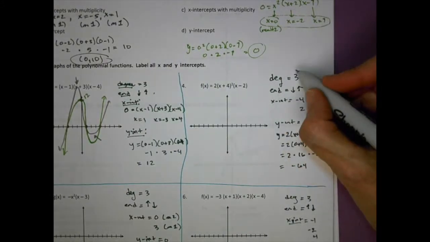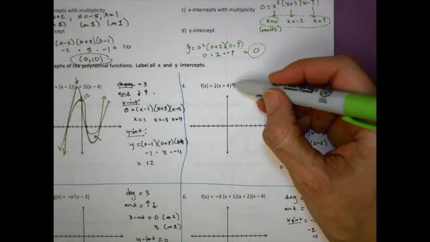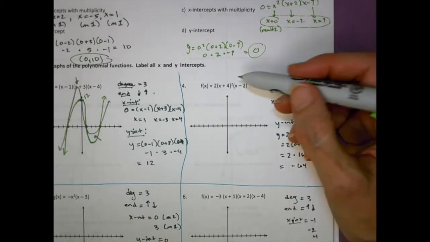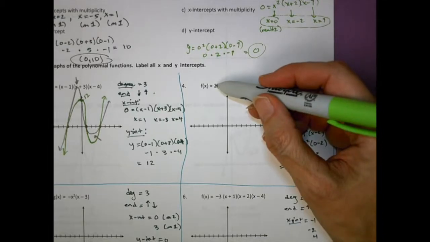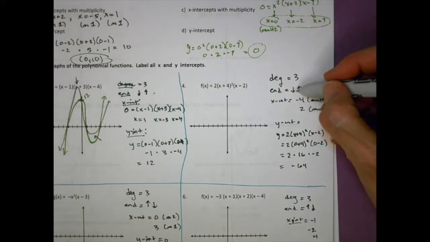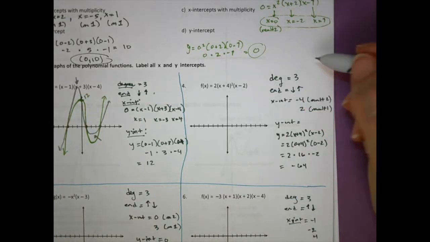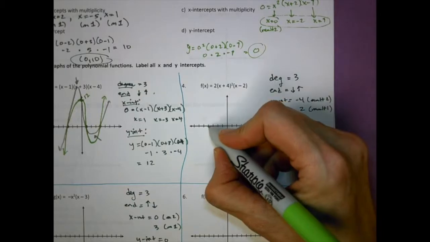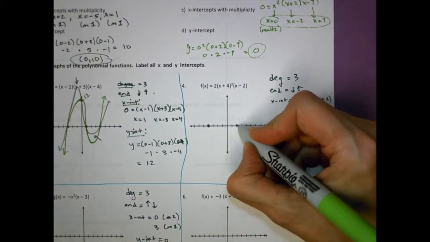On problem number 4, if I multiplied this out, I'd have an x squared from this, and distributing that in, I'd have an x to the third. We would have a positive lead coefficient of 2 if we multiplied all that out. And so x to the third degree is 3, positive lead coefficient, start low, end high. The x-intercepts would be -4 and 2. So I'm going to put those on, -4 and 2.